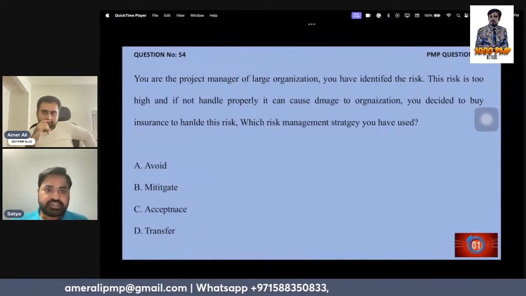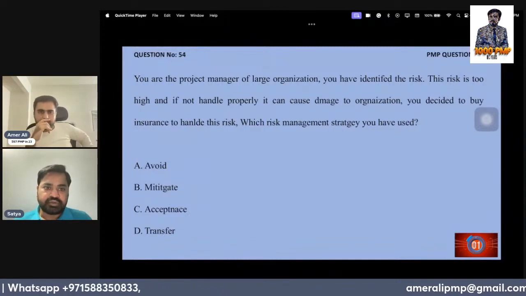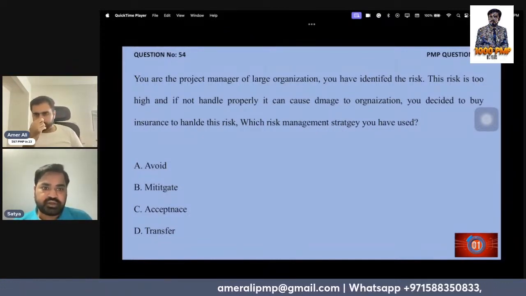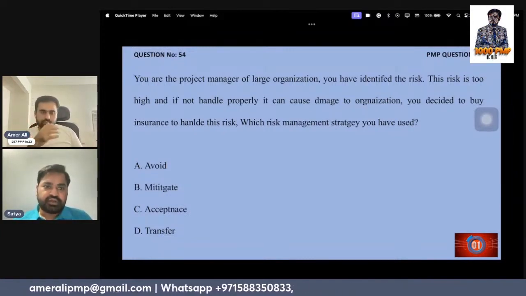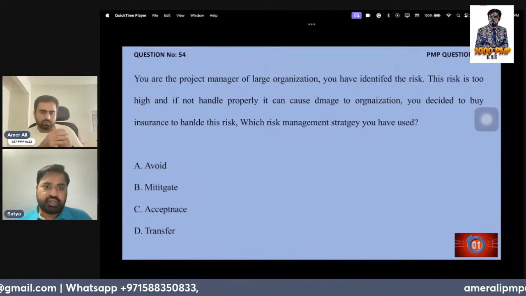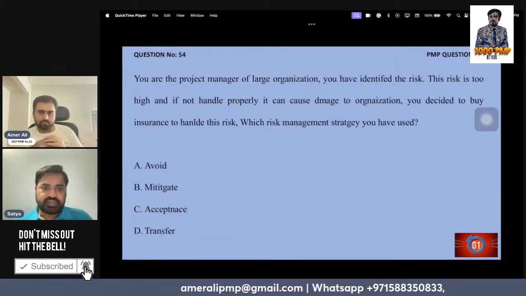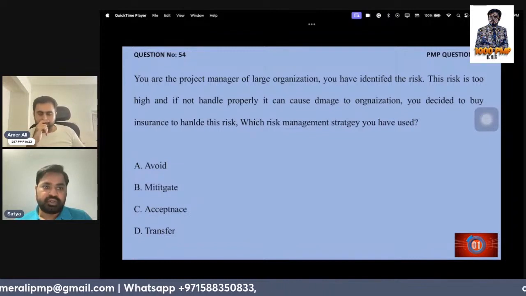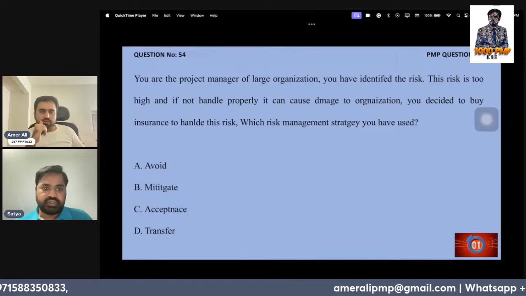From the question, it's clear that the risk is too high for the organization to keep the work to themselves. So they are basically giving it to somebody, or buying insurance, going to a third party. They are not avoiding it, since they are going forward and giving it to somebody. So eliminate A. It's transferring to a third party. So it's not mitigate, and they're not accepting it because they are not working within the organization. So I'll go with D.